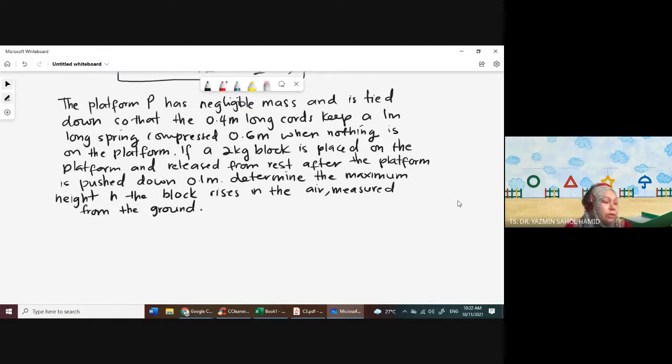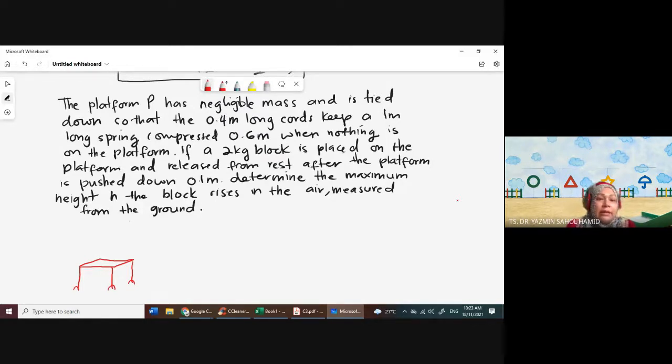Now let's understand this question carefully. For this question, we want to solve it using the work and energy method. Let's read this question together. The platform P has a negligible mass and is tied down so that the 0.4 meter long cord keeps a 1 meter long spring compressed 0.6 meter. I didn't draw the diagram yet because I want to draw it together with you. So let's say we have a platform.